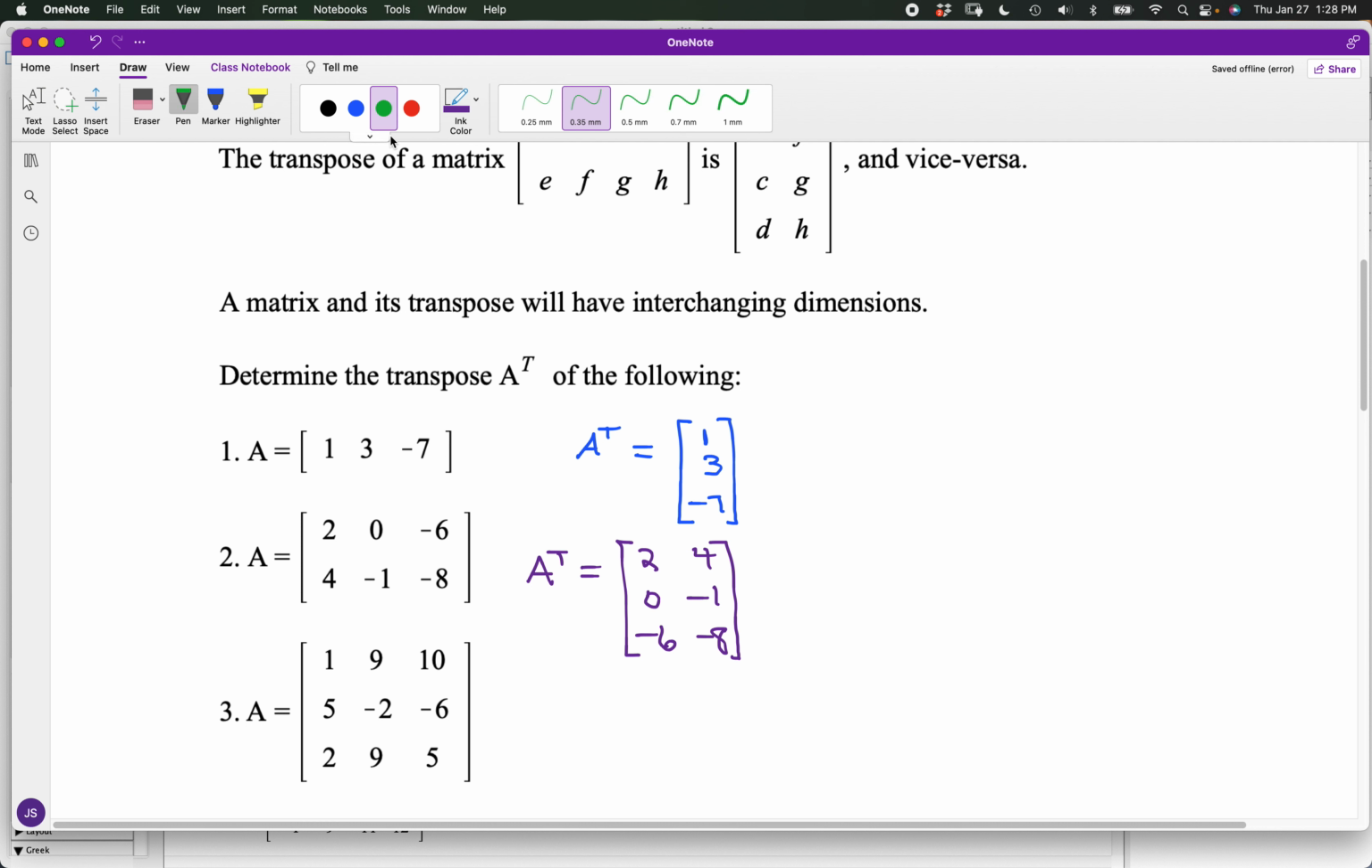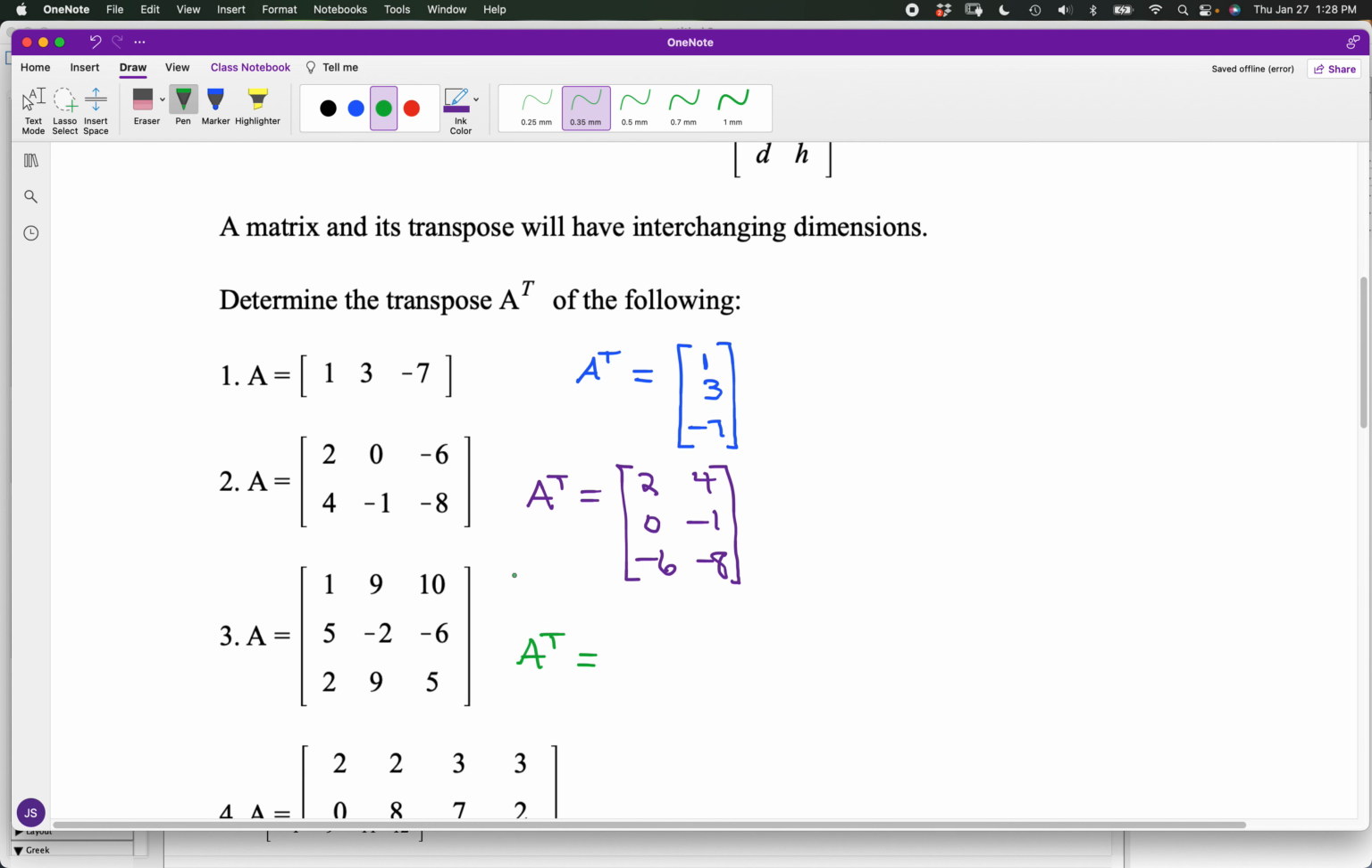In the third case, we have a square matrix. Running across the first row, we have 1, 9, 10. In the transpose, the same values run vertically, forming the first column. In the second row of A, we have 5, -2, -6, and in the transpose the second column runs vertically with 5, -2, -6. The third row in matrix A will be the last column in the transpose, so we're going to have 2, 9, and 5.